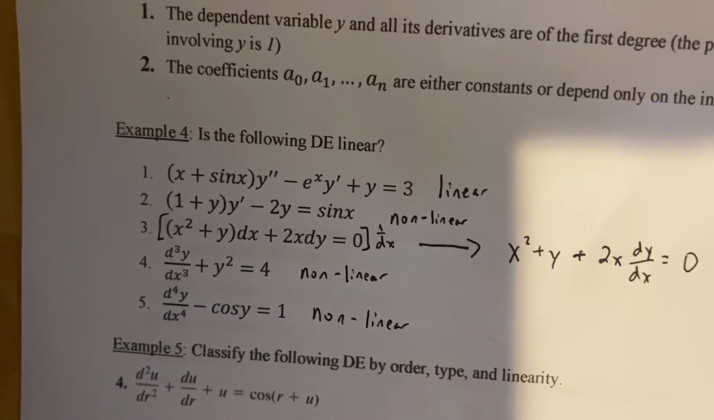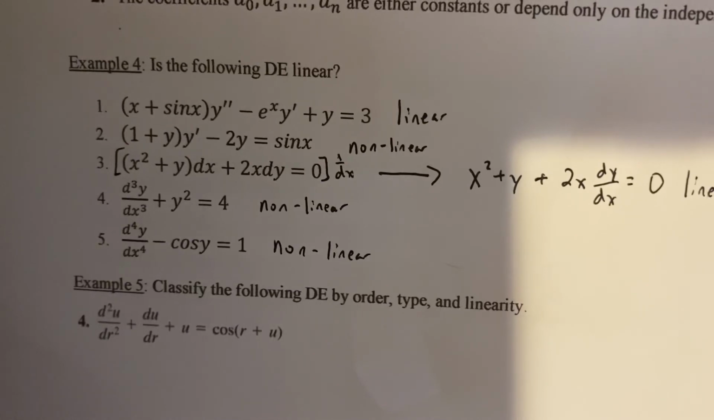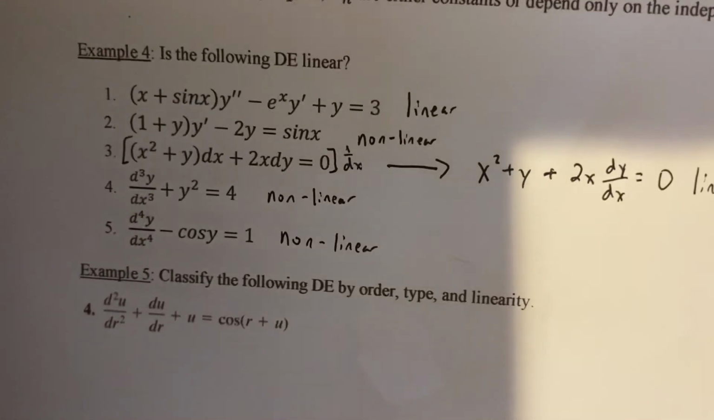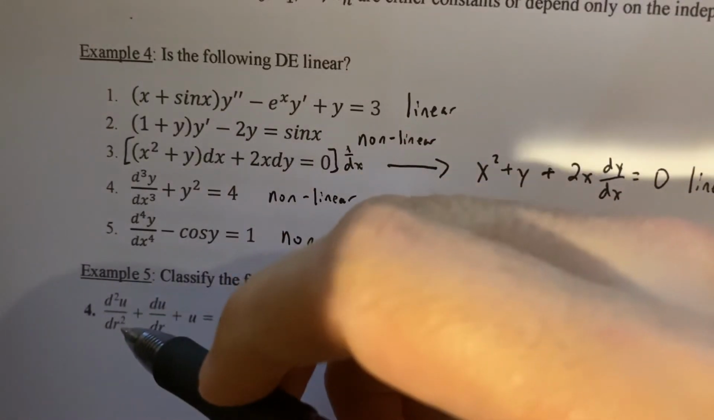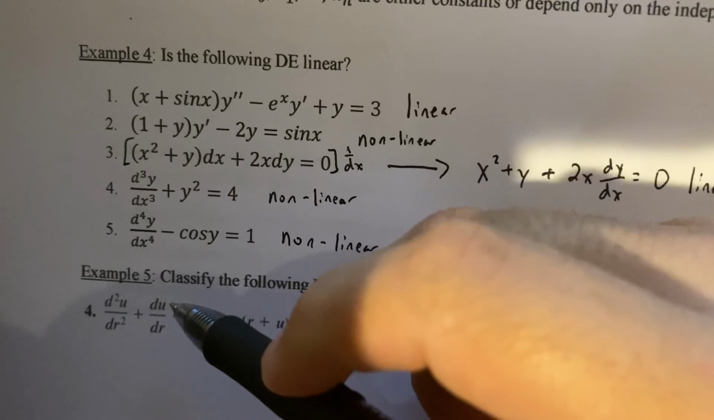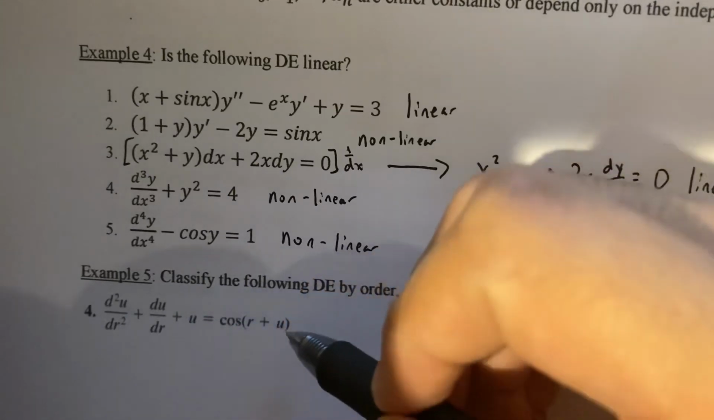All right, so more than likely the first assignment that you're going to have for this class is going to be like a question 4. Example 5, classify the following differential equation by order, type, and linearity. For 4, we have a second order derivative of u with respect to r, plus a first order derivative of u with respect to r, plus u, plus cosine of r plus u.